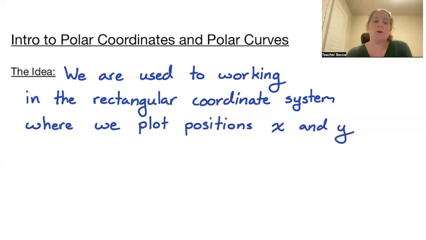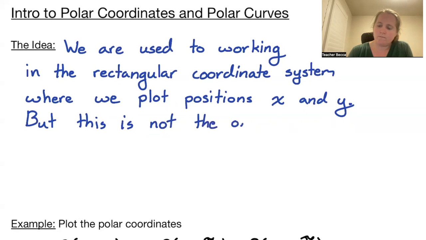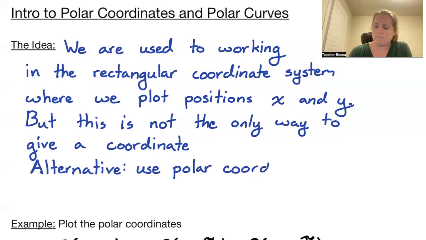But this is not the only way that we can give a coordinate. An alternative way is to use polar coordinates, which are denoted P for polar, and then in parentheses, R, comma, theta.